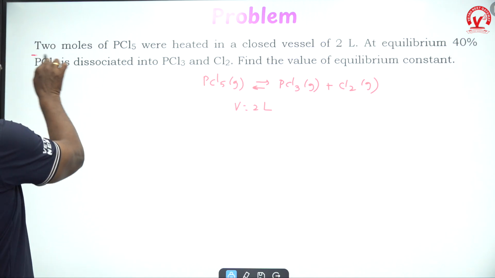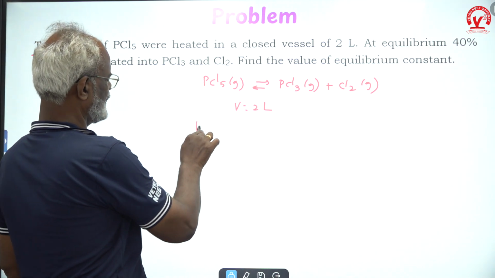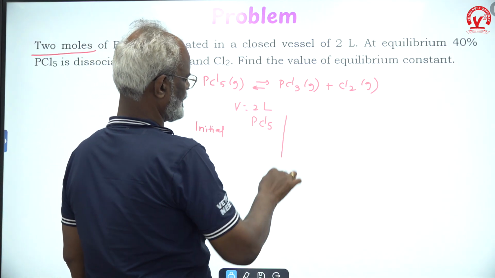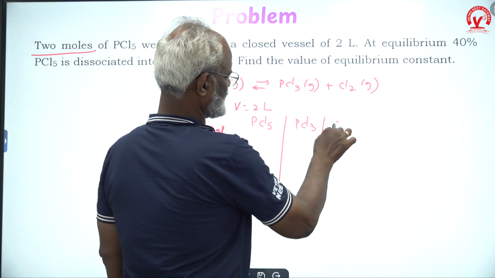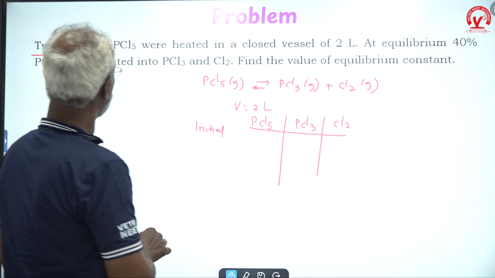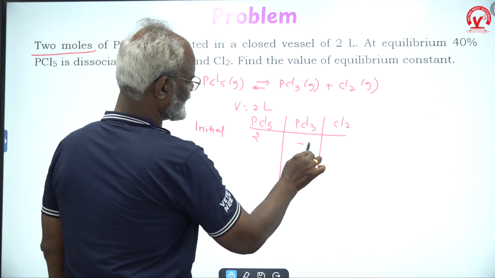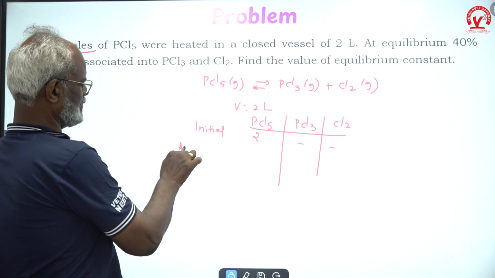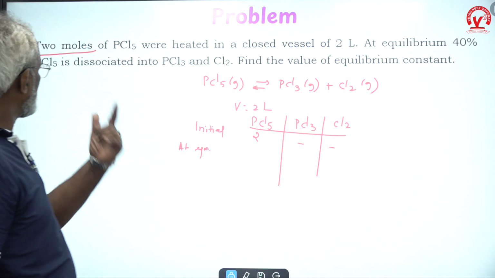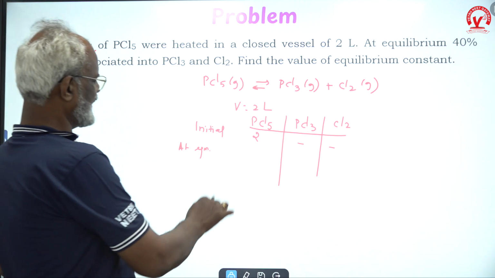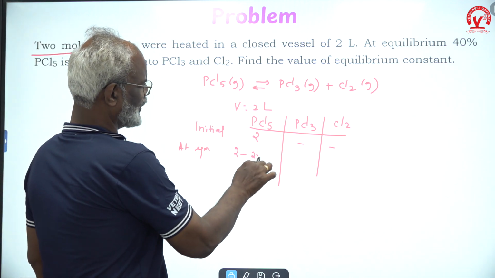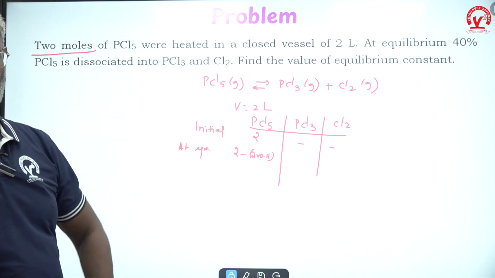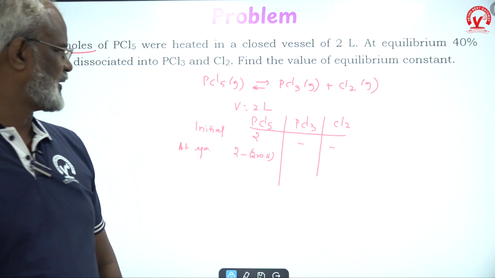Initially you take 2 moles, so we'll write initial. PCl5, then PCl3, Cl2. Initially we have taken 2 moles of PCl5, and PCl3 and Cl2 are not present initially. At equilibrium, 40% of PCl5 is dissociated, so that is 2 minus 2 into 0.4. Out of 2 moles, 40% dissociated, so 2 into 0.4 is dissociated.